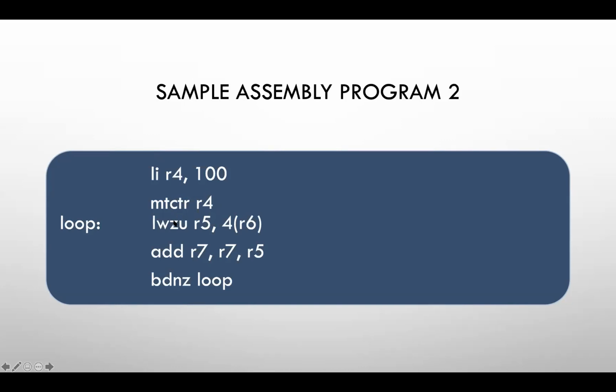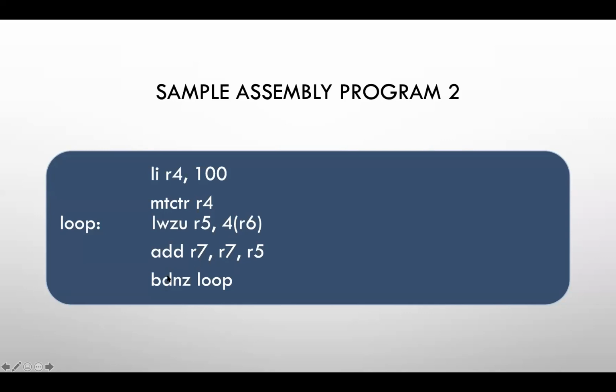Then you are doing a load into R5 from register R6. Earlier you saw that we used a register and the offset was 0. Here we have it as 4. So we are loading from an offset of 4 from a particular address, and we put that value into R5. Then we add whatever is in R5 to R7, and store the result in R7 itself.